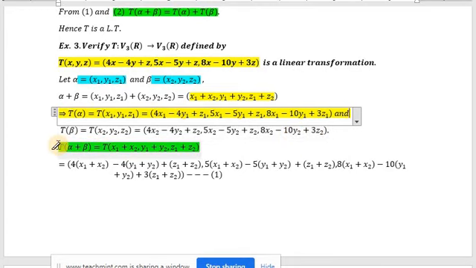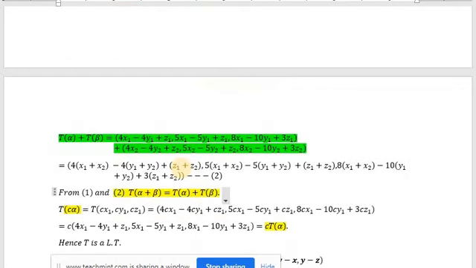Now let us find out the transformation of alpha plus beta, that is transformation of (x1 plus x2, y1 plus y2, z1 plus z2). Again, by using the given linear transformation, this can be expanded as (4 of x1 plus x2 minus 4 of y1 plus y2 plus z1 plus z2, 5 of x1 plus x2 minus 5 of y1 plus y2 plus z1 plus z2, 8 of x1 plus x2 minus 10 of y1 plus y2 plus 3 of z1 plus z2). Let us take this as equation 1.